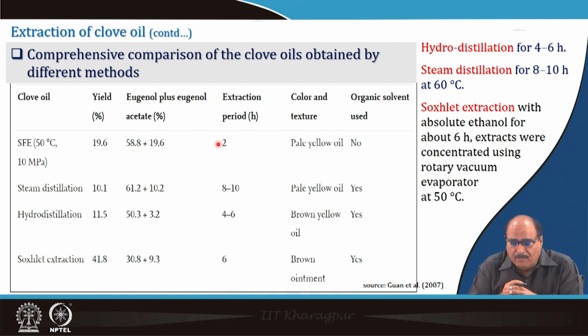The color and texture in the supercritical fluid extraction, you get pale yellow oil, the steam distillation also, but in the Soxhlet extraction there is some discoloration, maybe brown. Okay.